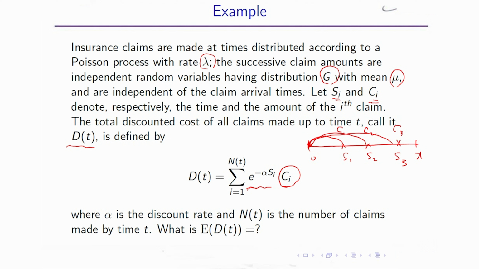So that is Dt, and of course alpha is the discount rate, and i goes from 1 to Nt, where Nt is the number of claims made by time t. Now recall that Ci, this amount, is a random variable, right? And also Si is a random variable. Nt is a random variable too. So we can seek the expectation of Dt, because Dt is a random variable for sure.